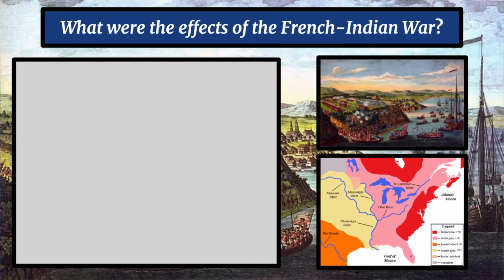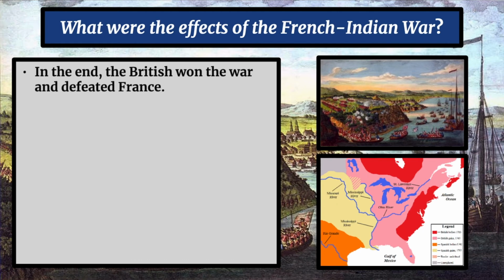So what were the effects of the French and Indian War? Let's cut to the chase. What was the end result? In the end, the British won the war and defeated France. The British lost quite a few battles at the beginning of the war, but they won most of the battles at the end of the war, and France was defeated, and essentially the British got what they wanted.